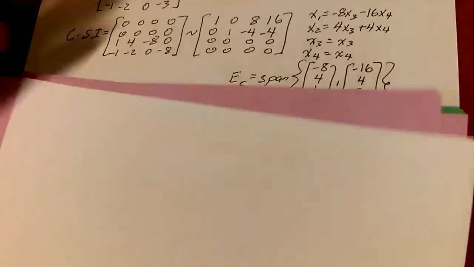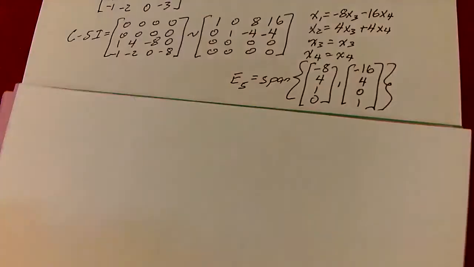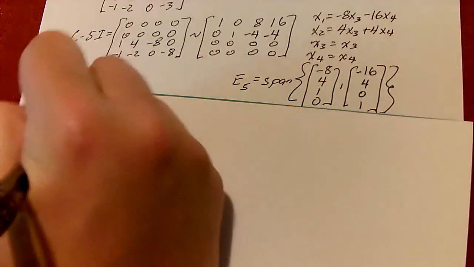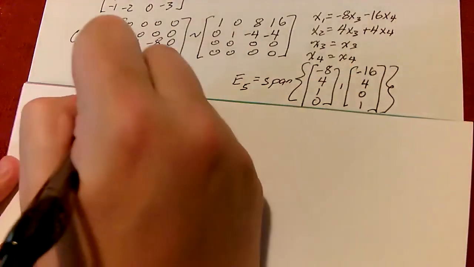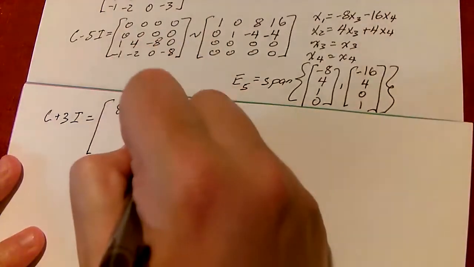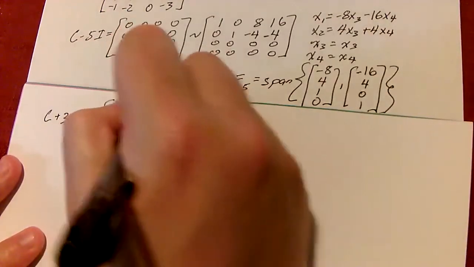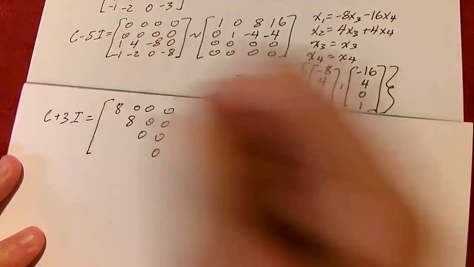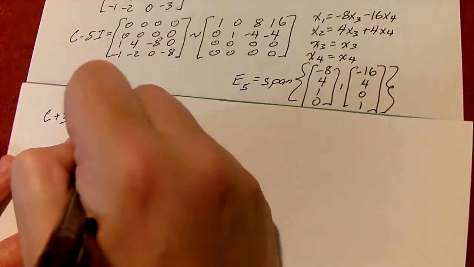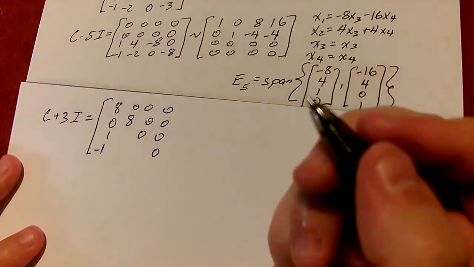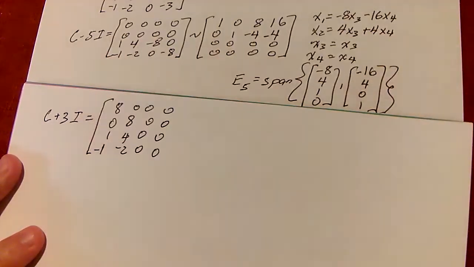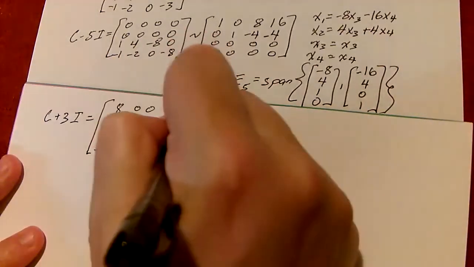eigenspace now. That would be the eigenspace for lambda equals negative 3. So we're going to do A plus 3I. Okay, so I'm going to get 8 and 8, 0 and 0 on the diagonal. Everything else stays the same. Above the diagonal was all zeros. Below was 0, 1, negative 1 going down. And 4, negative 2 going down there, and 0 there. So there's that. Row reduce that.